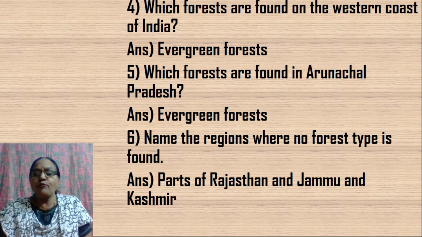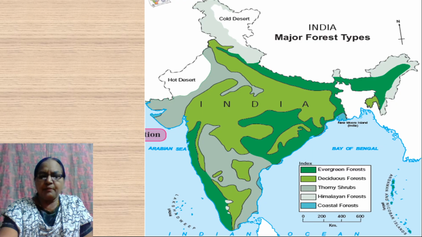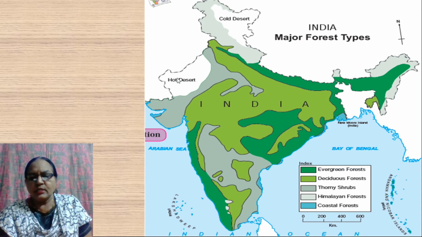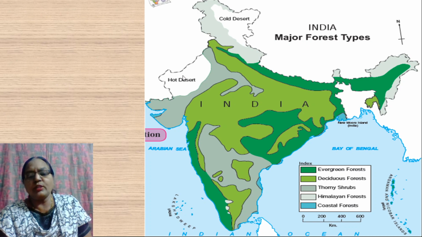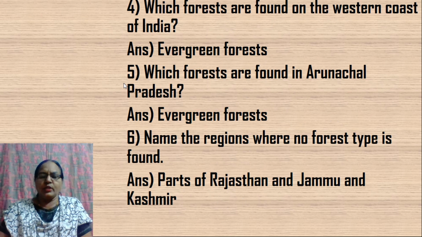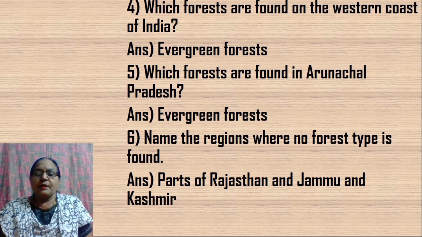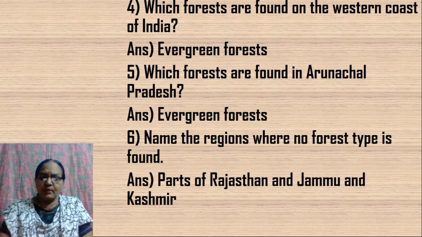Name the regions where no forest type is found. Okay, so look at that. Okay, we don't have any forests here. That is on the western part of India, that is the parts of Rajasthan and even the Himalayan region. Okay, that is in the higher altitudes of the Himalayas. Okay, that is in regions of Rajasthan as well as Jammu and Kashmir, no forests can be found.